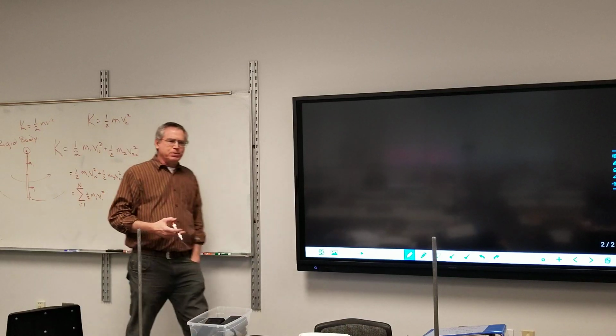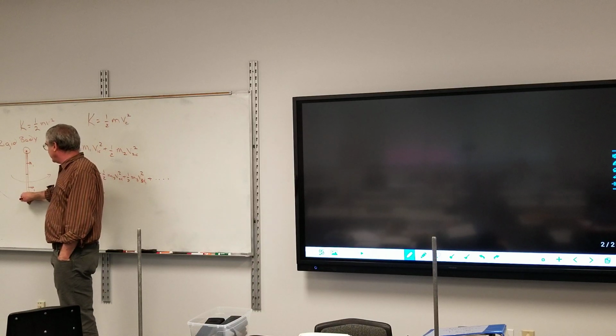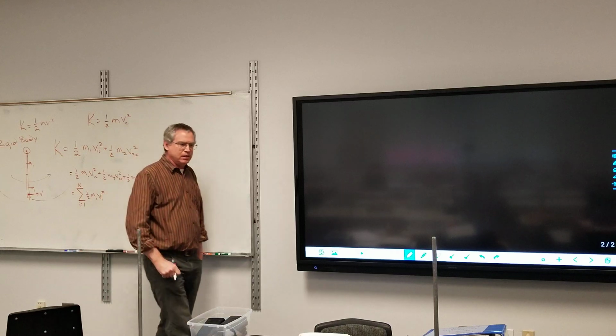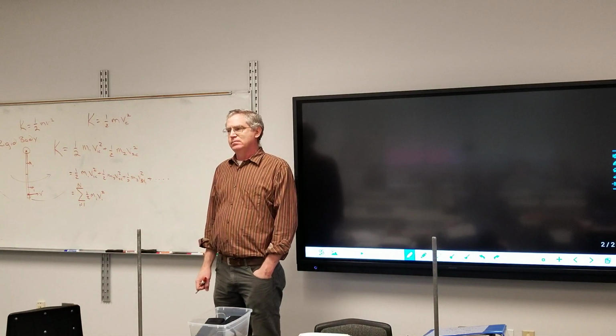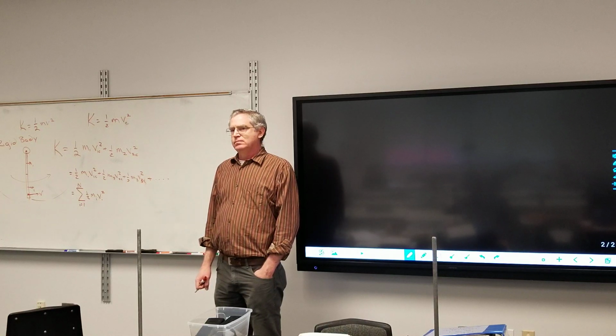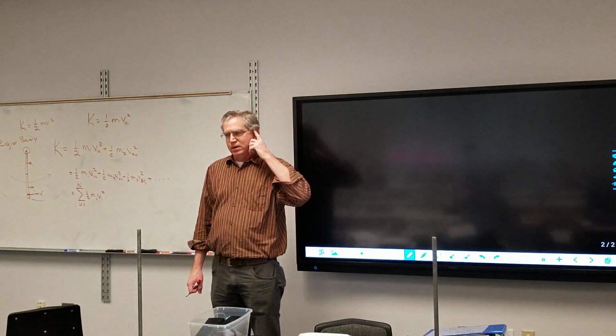What is the relationship between the linear speed of any part on here, let's just say this point right here, the linear speed of that point and the angular speed? What is the relationship? Of the same spot. Of anything that's rotating, what's the relationship between angular speed and linear speed?